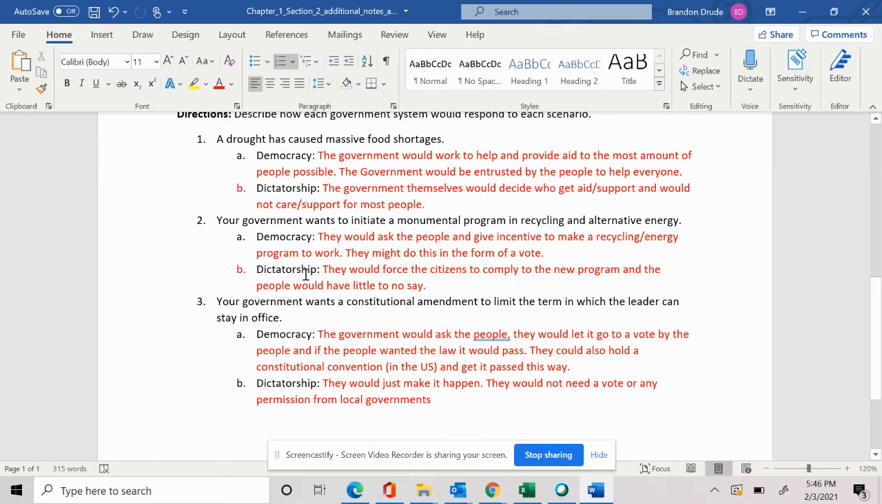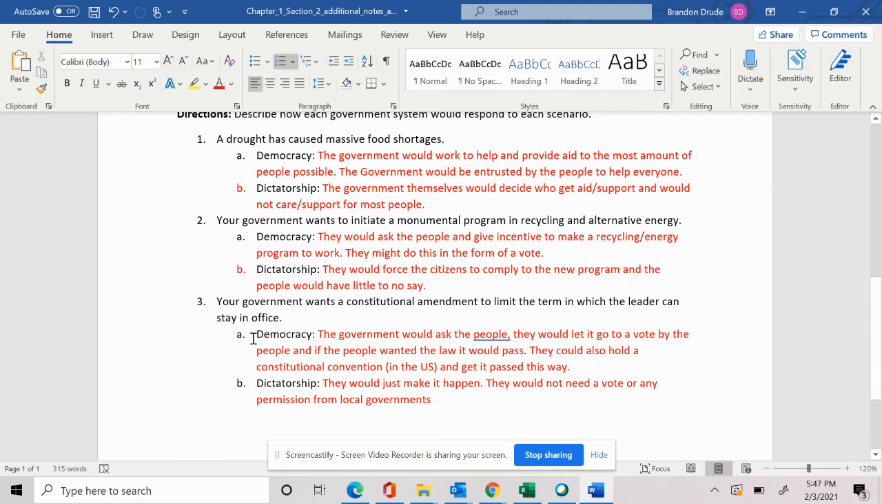In a dictatorship, that's not the case. They would just force the citizens to comply. They would just make the citizens do whatever they wanted. If they wanted the program, they would say, you're doing this program no matter what, even if it makes you poor. We don't care. Or they say, we're not doing it. That's our choice. You have no choice in the matter, even if you wanted it.